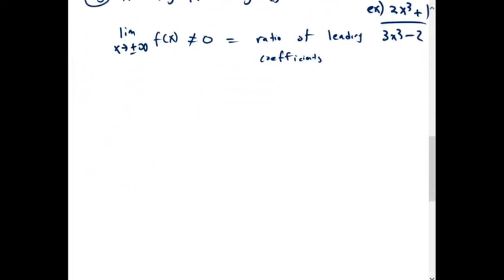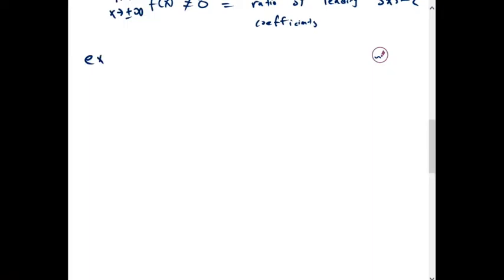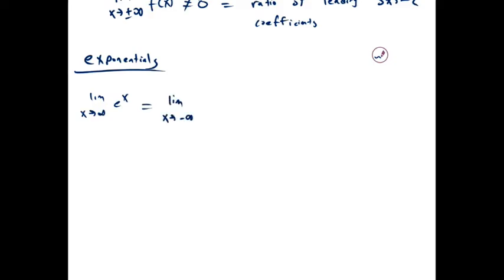Another good thing to know for limits at infinity is for exponentials. So the limit as x approaches infinity of e to the x, which is also the same as the limit as x approaches negative infinity of e to the negative x, equals infinity. So it does not exist.